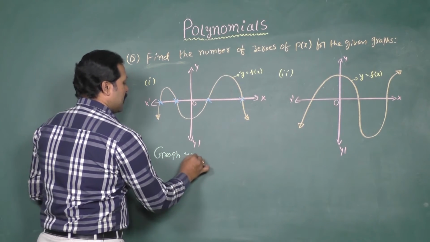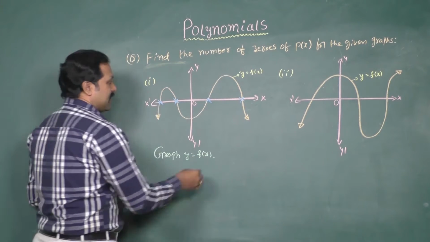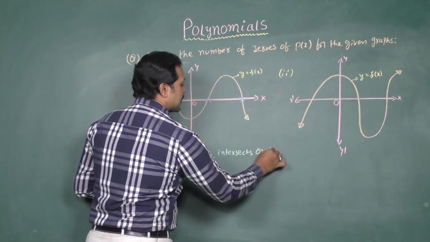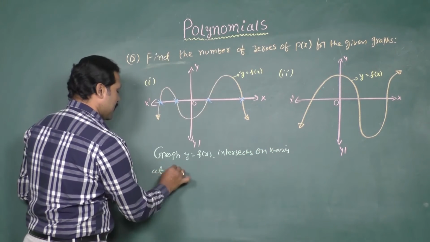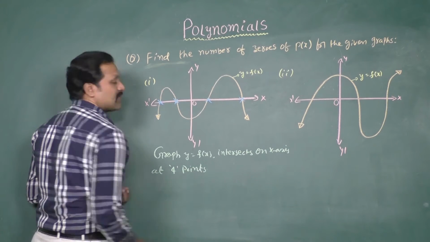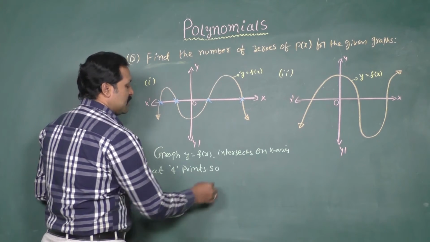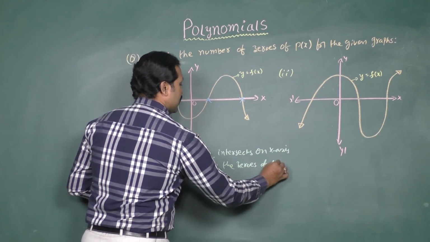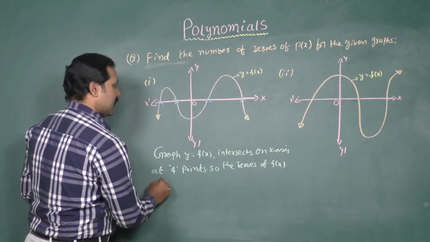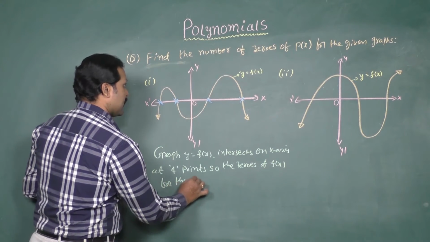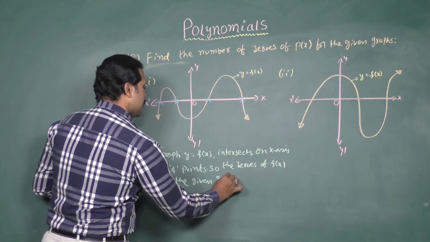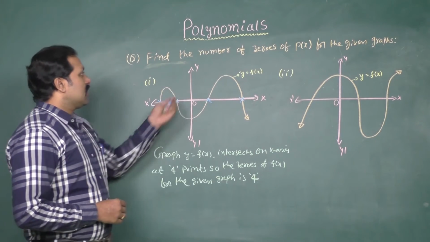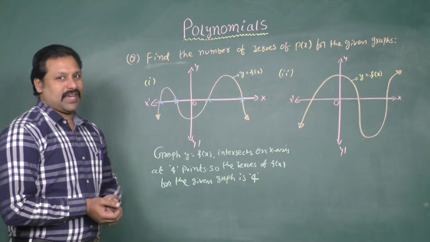Graph y equal to f of x intersects the x-axis at 4 points. So the zeros of f of x for the given graph is 4. So in the question we mentioned p of x.